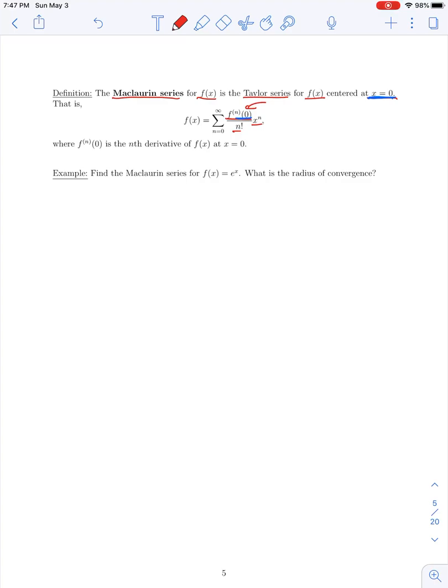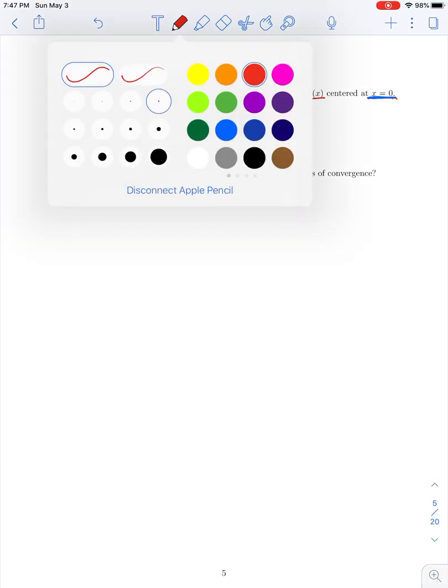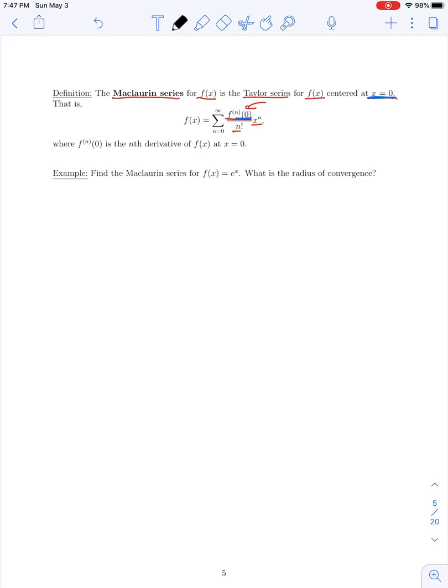So Maclaurin series for certain types of functions have some very nice applications, which we'll see a little bit later in this section. But let's look at an example of finding a Maclaurin series. In our first example, we are asked for the Maclaurin series for e to the x and to determine its radius of convergence. If we're asked for a Maclaurin series of a function, that's just asking for the Taylor series of that function centered at 0. So these problems are really the same as what we've been considering. So let's look at an example here.